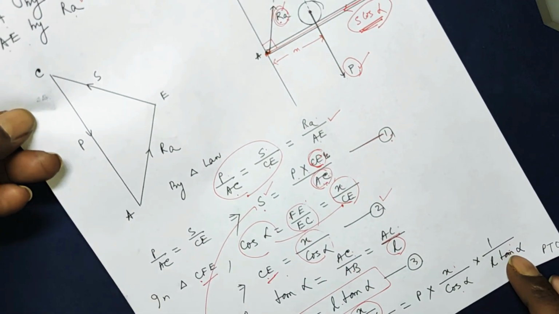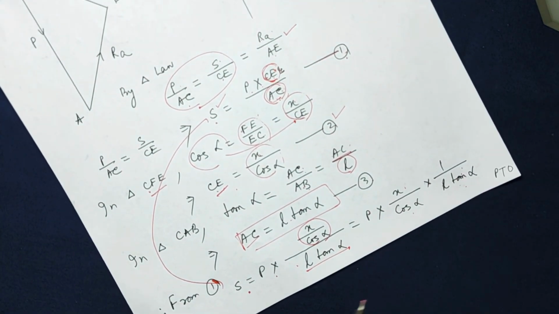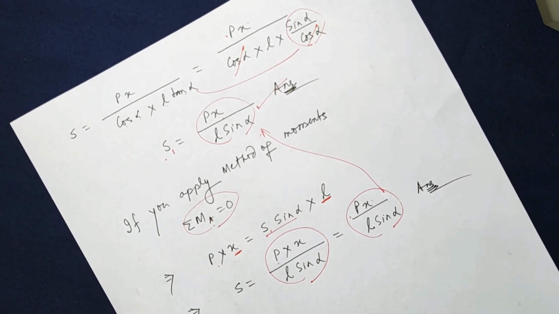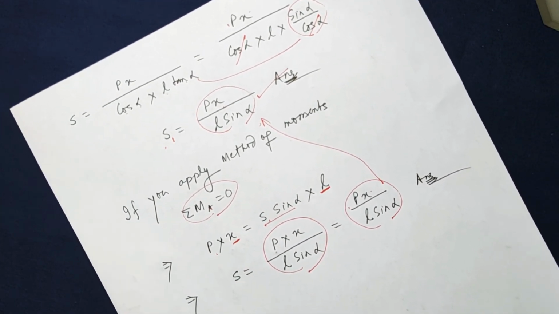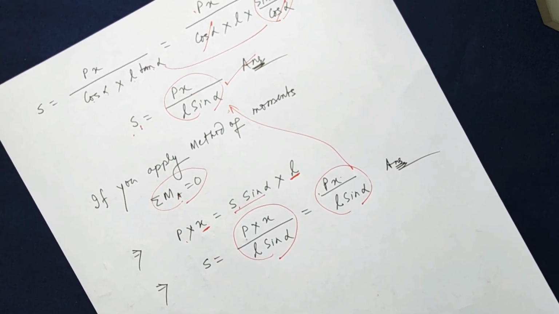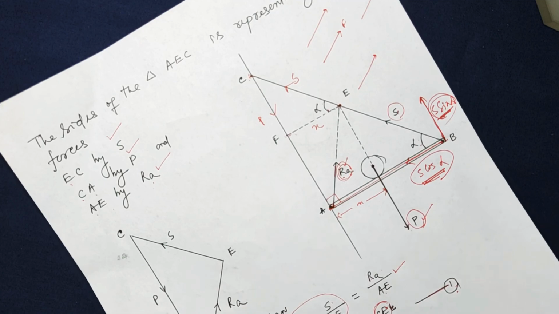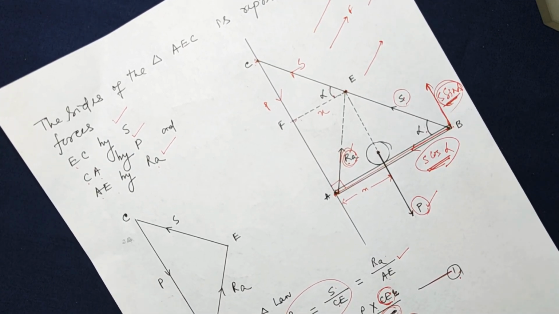I hope it is clear to you. The method of moments is very important because it solves the numericals in less time. So I would request you to follow the method of moments rather than solving individually, finding the components, then finding the sum equal to 0.